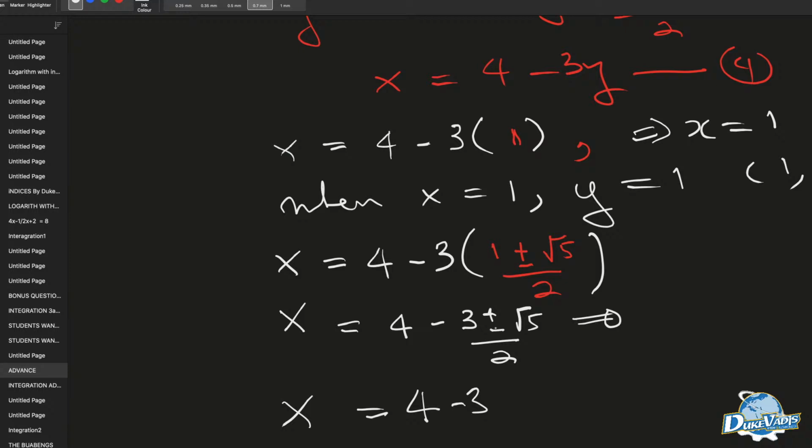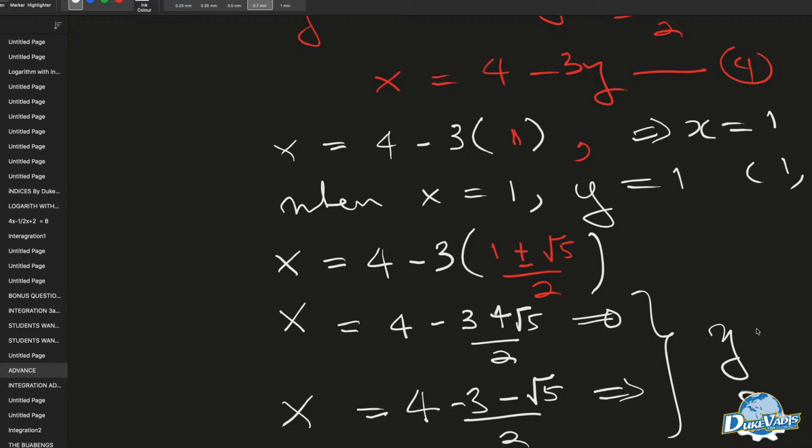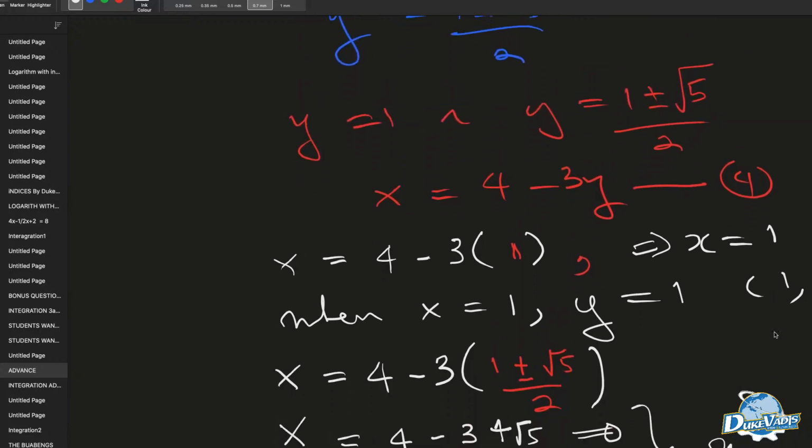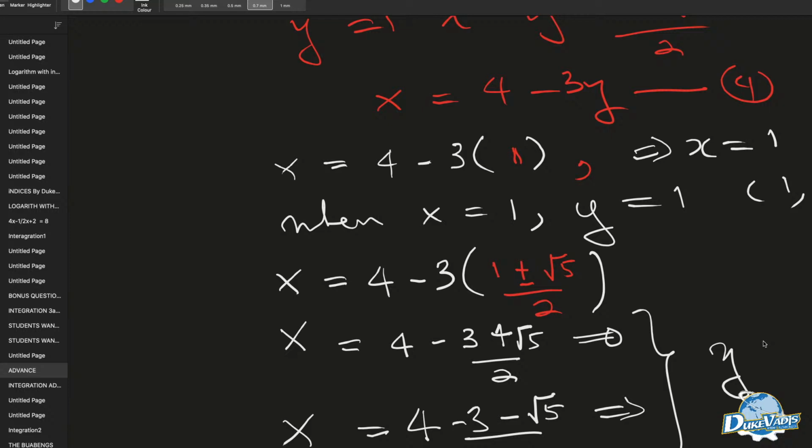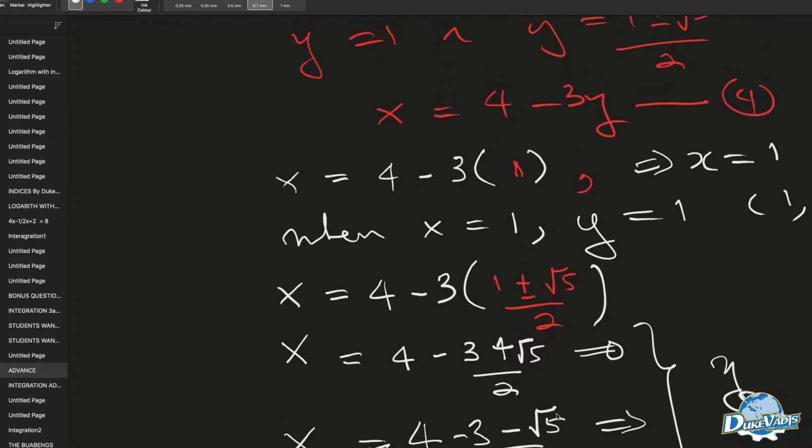If we look at the equation and we want to break it down, then we'll consider the two conditions. The first one will be plus, and then the next one will be minus square root of 5 all over 2. So this is another solution. So when y is equal to these values, as we saw earlier, we know the values of y to be this, so we can compute gradually to find the values of x.